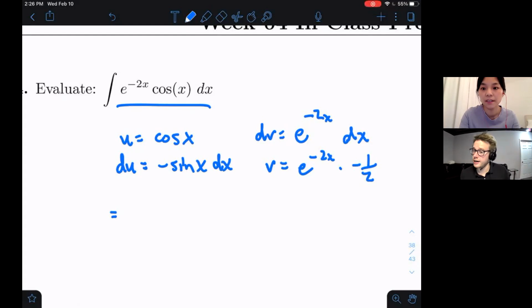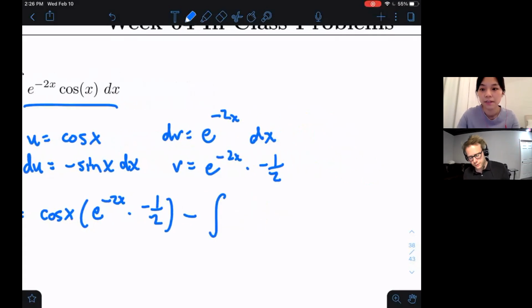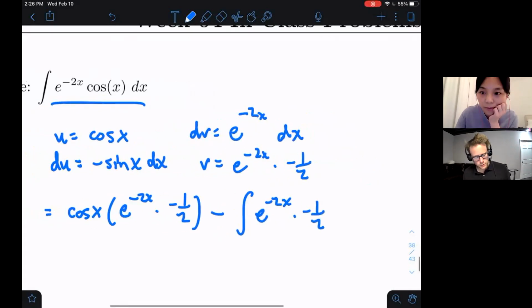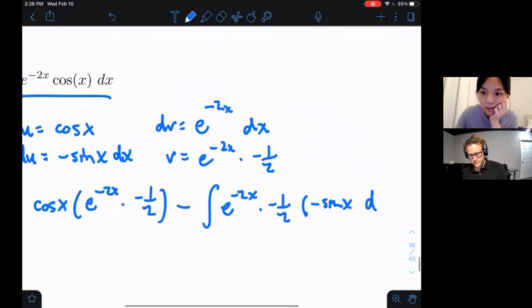Now, when we use our integration by parts rule, we're going to have uv, so cosine of x times v, e to the negative 2x times negative 1/2, minus the integral of v du. V du, and du has this negative sine of x dx.